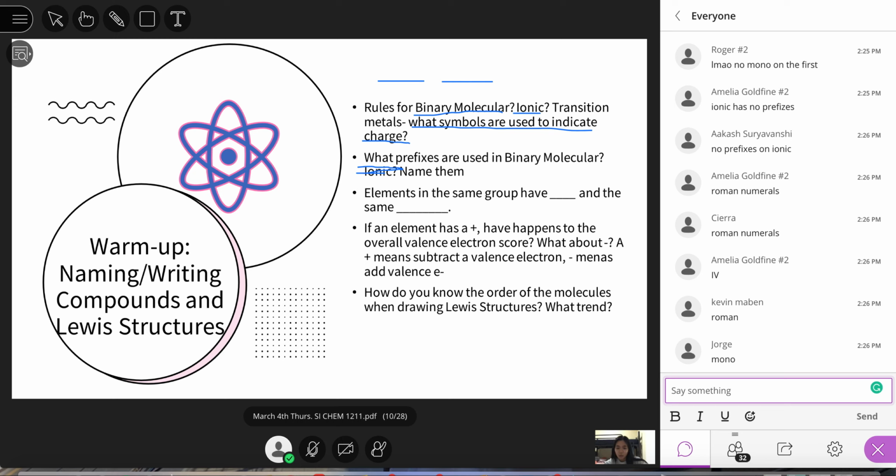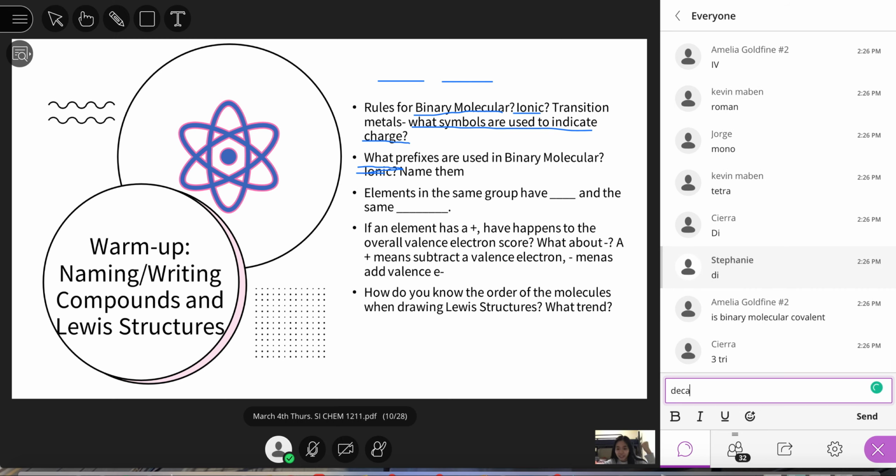Mono, okay. So that's 1, 2, tetra. And make sure you put the number with it. Di is 2, tetra is 4. Yep. Binary molecular is covalent. 3 is tri. Okay, what about 5? Penta. Okay, 6. Hexa. Okay, 7. Hepta. Okay, octa, nona, deca. Yes, that's correct. And then 8 is just octa, 9 is nona, deca is 10.